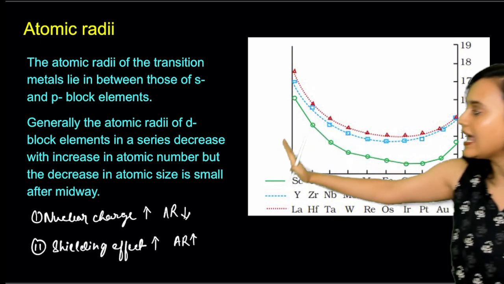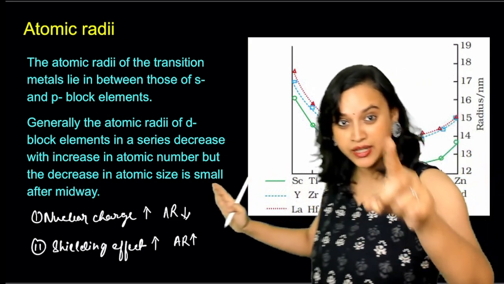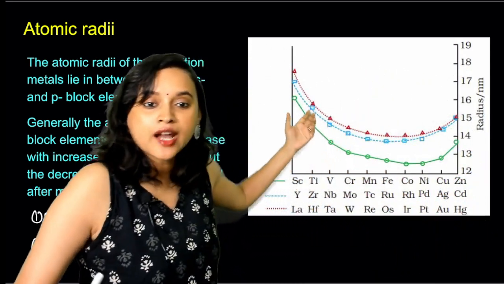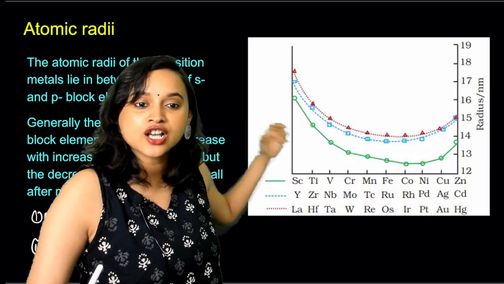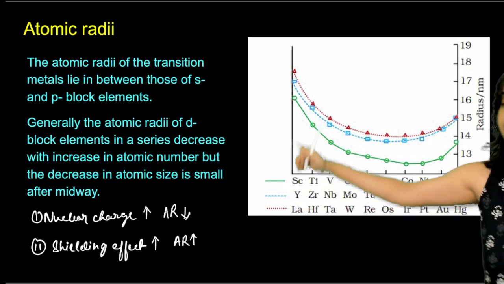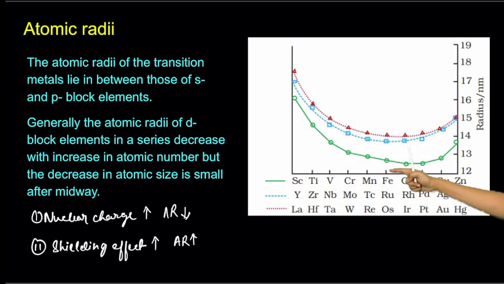So, in the very beginning, you notice that suddenly the atomic radius is decreasing. That means as the atomic number increases, what is happening? Atomic number increases, that means the number of protons is also increasing. So if the number of protons increases, effective nuclear charge is increasing, and effective nuclear charge, if it increases, atomic radius decreases. So here, as the atomic number increases, effective nuclear charge increases, atomic radius decreases.